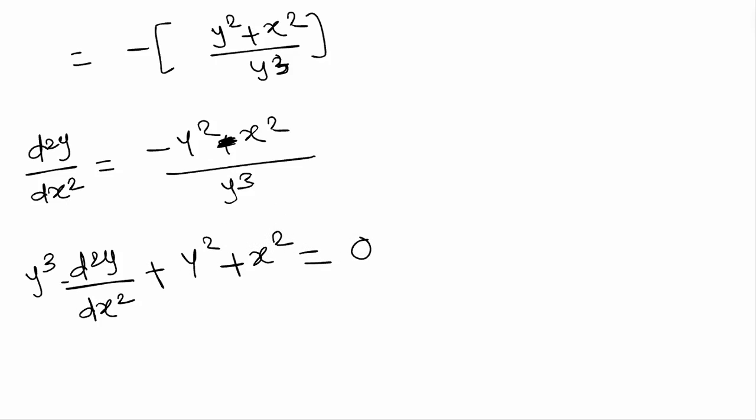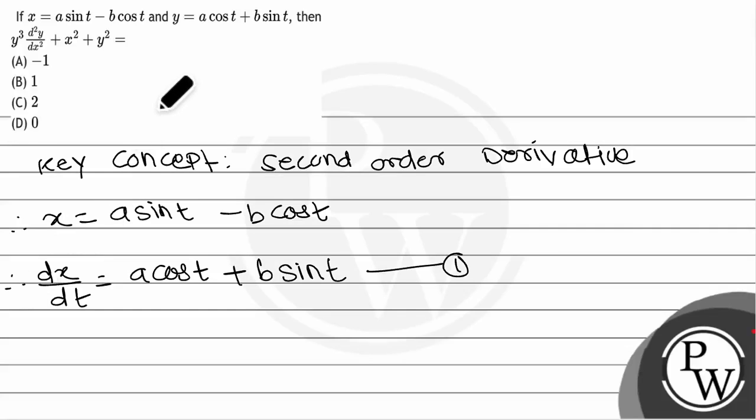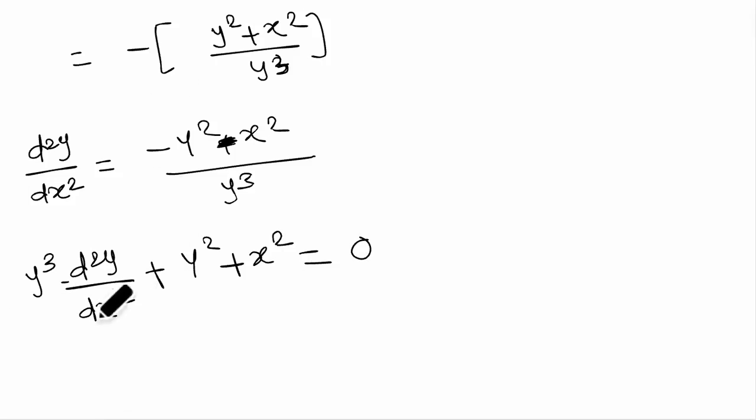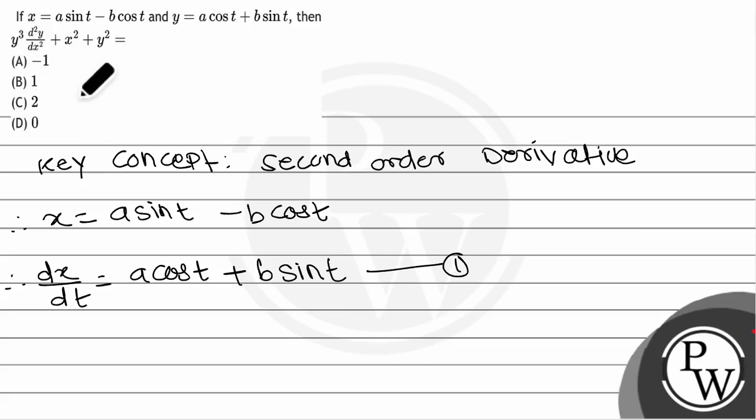So guys, what they have asked is the same thing. The answer will be zero. The whole term y cube into d2y by dx square plus y square plus x square equal to 0. So which option is the correct one? Option number D will be the correct option, guys.